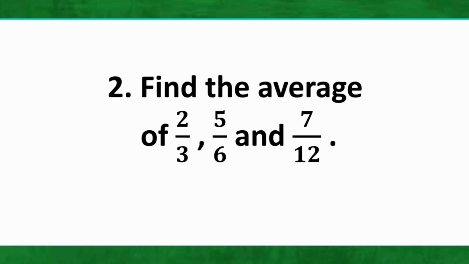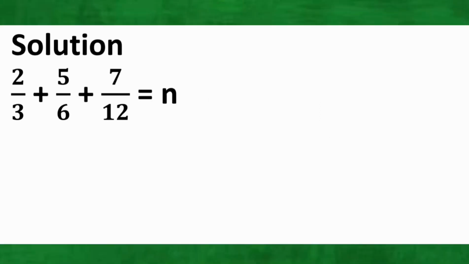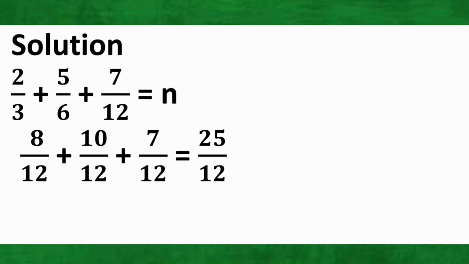Let us have the second one. Find the average of 2/3, 5/6, and 7/12. For our solution, first, find the sum of 2/3, 5/6, and 7/12. The fractions are dissimilar, so we need to change them into similar fractions. That would be 8 over 12 plus 10 over 12 plus 7 over 12. And the answer is 25 over 12.